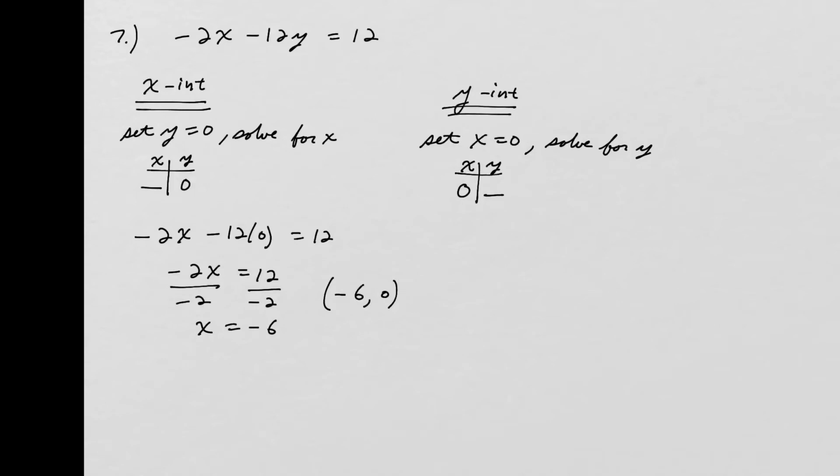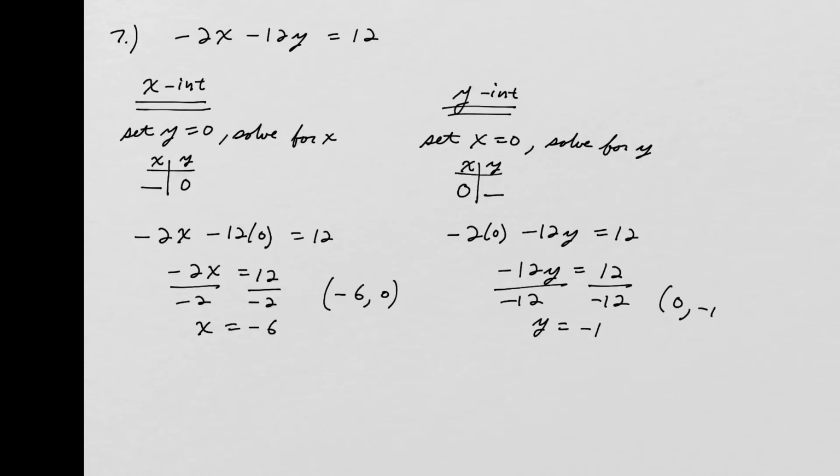So in this problem, it would be negative 2 times 0 minus 12 times y equals 12. So this is just negative 12y is equal to 12, right? Because negative 2 times 0 is 0. And then finally, to get y by itself, since I want a 1y, I have to divide by negative 12. Since it's being multiplied by negative 12, I undo that by dividing by negative 12. And whatever I do to one side, do the other side. So y is going to be equal to negative 1. So 0 comma negative 1 must be my y-intercept.